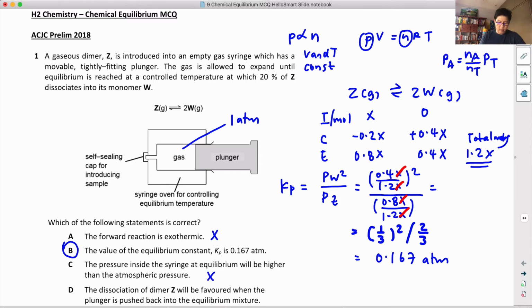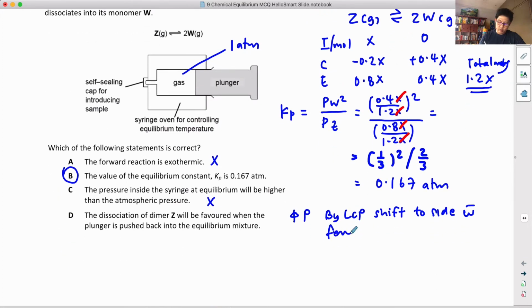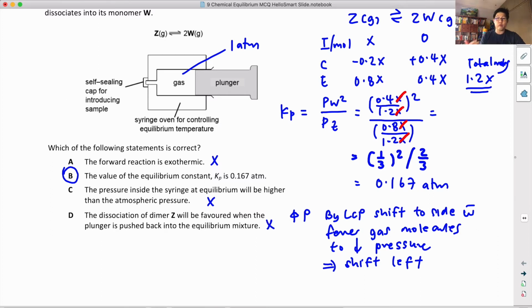The next option says the dissociation of dimer Z will be favored when the plunger is pushed back into the equilibrium mixture. When the plunger is pushed back, you're increasing pressure. When pressure is increased, by Le Chatelier's principle, you want to shift to the side with fewer gas molecules to decrease the pressure. So you should shift left. So saying dissociation of dimer Z is favored is of course wrong, because it's going to shift left and form more Z.